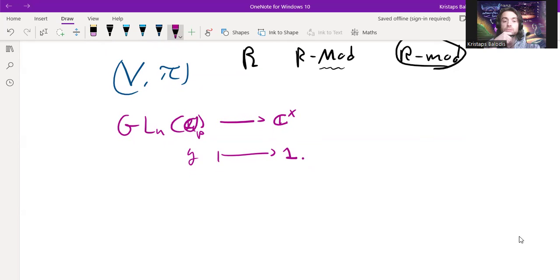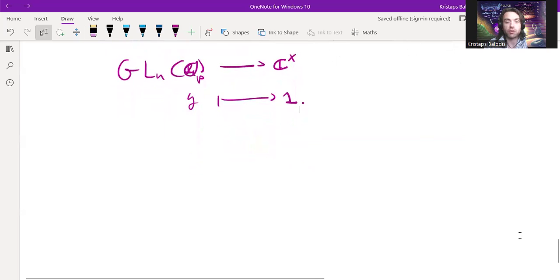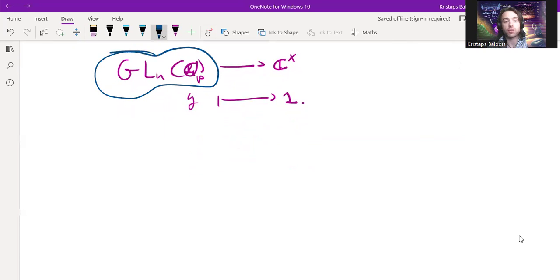So this is a one-dimensional representation. What other one-dimensional representations do we have? Well, it turns out that for GLN-QP, all of the one-dimensional representations are of the form... well, okay, let me give you one other one first before I reveal that.